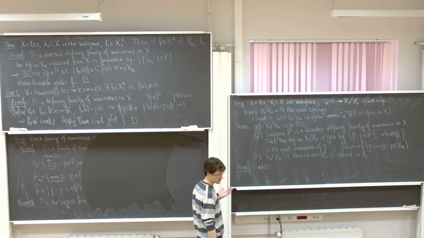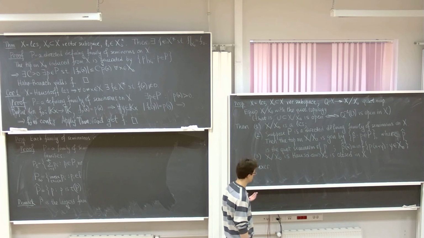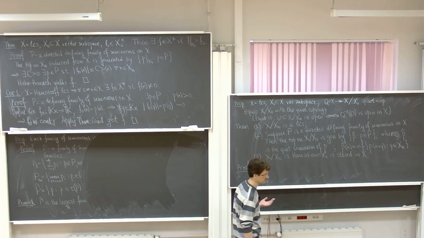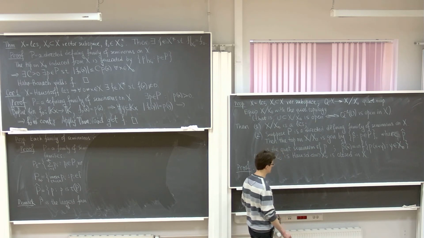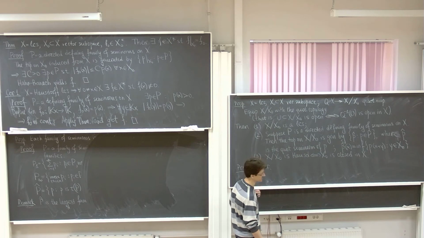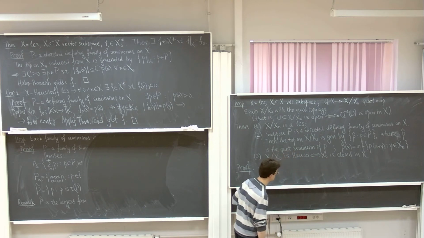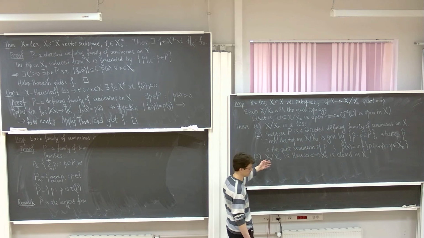In the case of normed spaces, this means just that if you have a semi-normed space, then the quotient is Hausdorff if and only if x0 is closed. The quotient semi-norm is a norm if and only if x0 is closed. This is a standard fact about normed spaces. And this generalizes this fact to locally convex spaces.